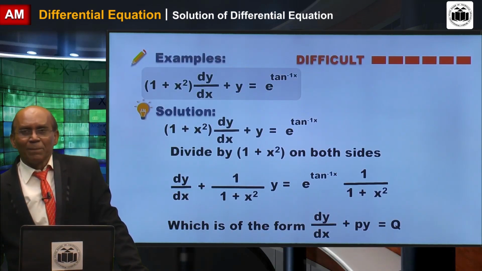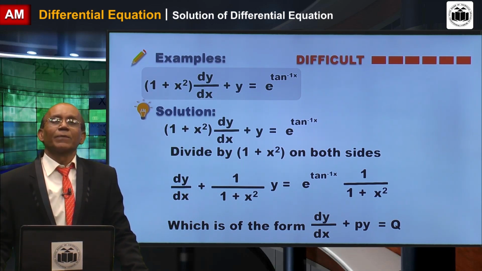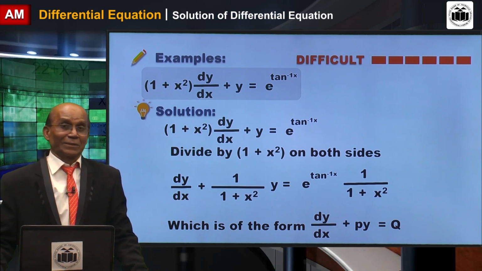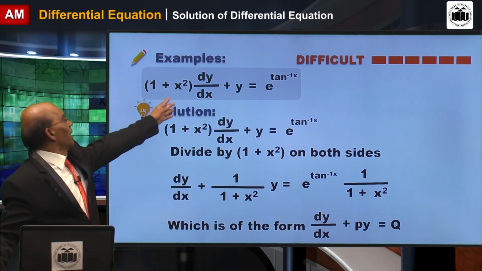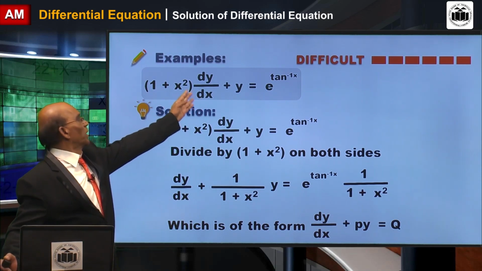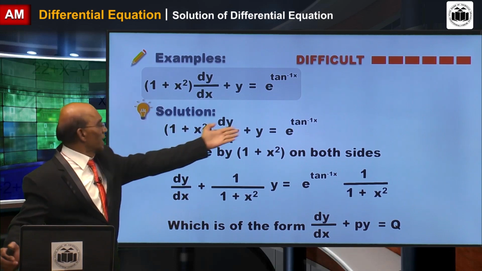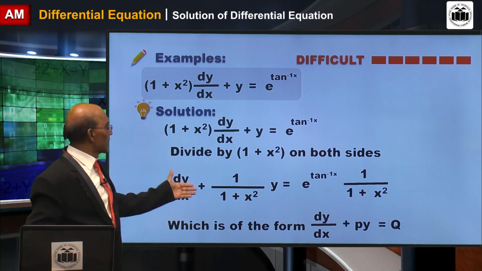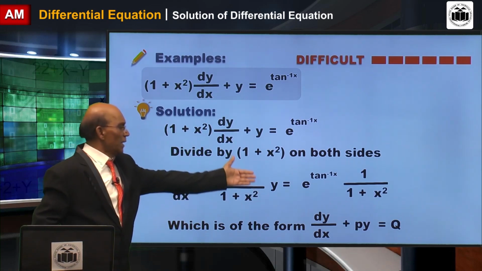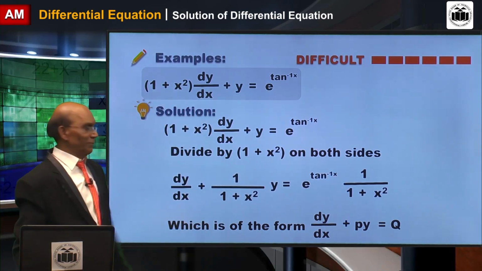Again the next typical example: (1 plus x square) dy by dx plus y equals e raised to tan inverse x. Again here in this expression, our aim is, when we solve a linear differential equation, the coefficient must be 1, here it is 1 plus x square, and hence we can divide this by (1 plus x square). So dy by dx plus 1 upon (1 plus x square) y equals e raised to tan inverse x into 1 upon (1 plus x square).